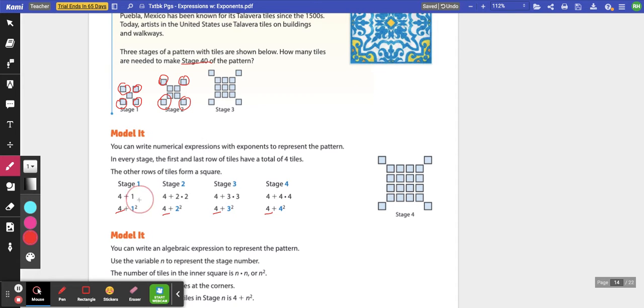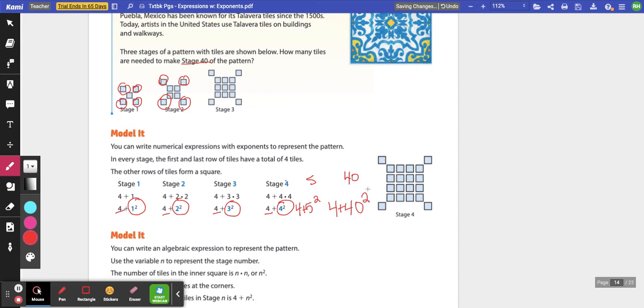So what is changing is our base and our exponent here, depending on which stage we're in. So for stage 1, they have 1 to the power of 2. For stage 2, they have 2 to the power of 2. Stage 3, they have 3 squared. Stage 4, they have 4 squared. So stage 5, we could guess would be 5 squared. And don't forget, we would leave our 4 plus. So if we go all the way down and we skip to stage 40, we're going to have 40 squared and then plus the constant 4.